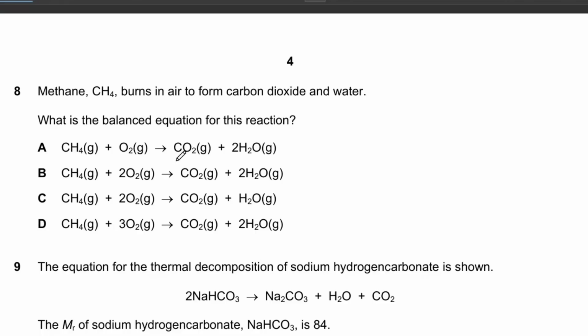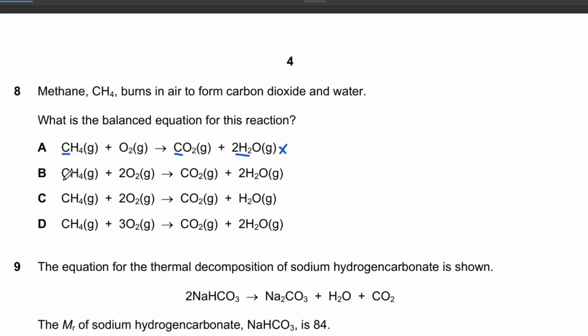So in order to get our correct answer, you check which equation is balanced. So we start with A. We have 1 carbon here and 1 carbon here, so carbon is balanced. Our hydrogen here is 4. Hydrogen here is 4 also. 2 times 2 is 4. So hydrogen is balanced. Our oxygen is 2 here, but our oxygen is 2 plus 2 here, because this 2 is for the oxygen also, making oxygen 4 here. So A is not the answer.